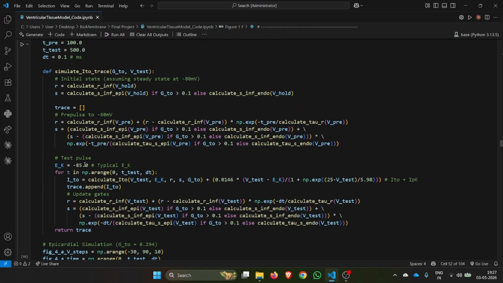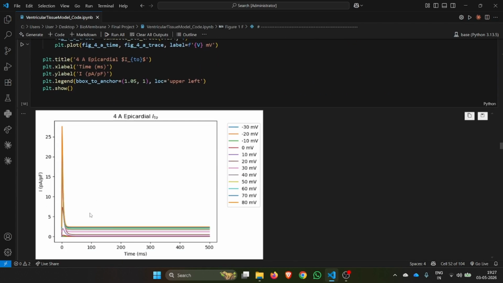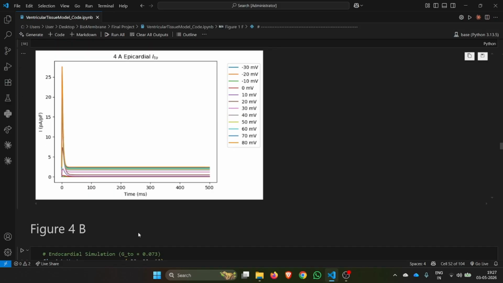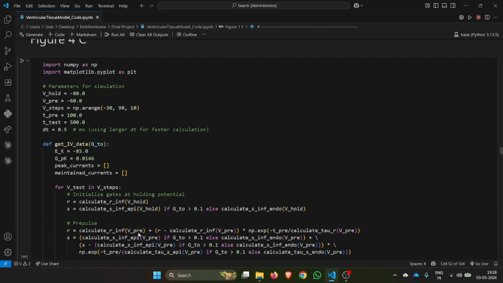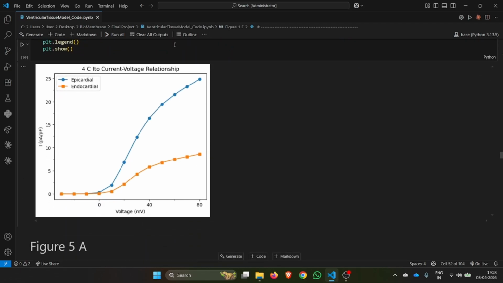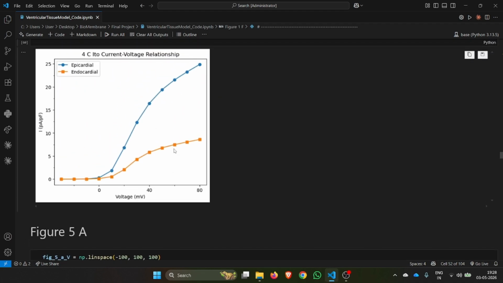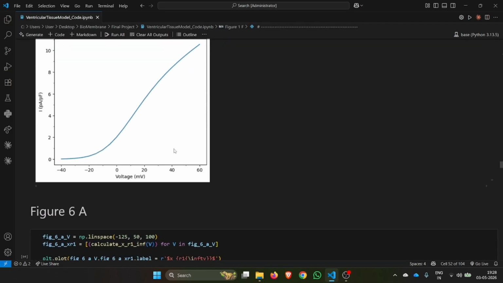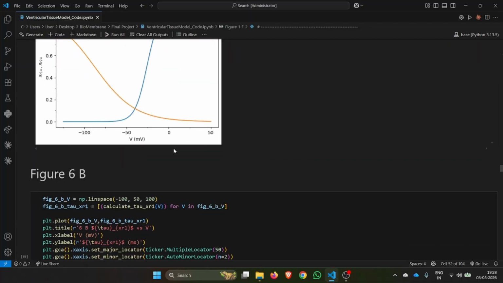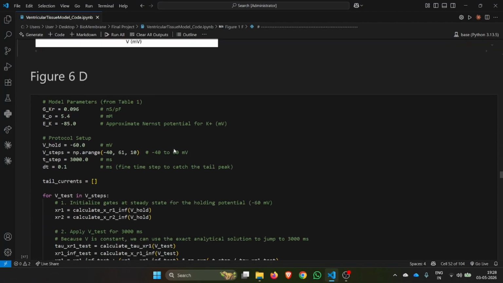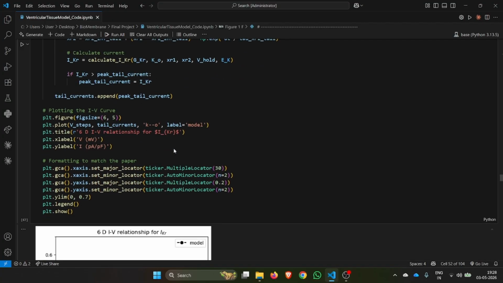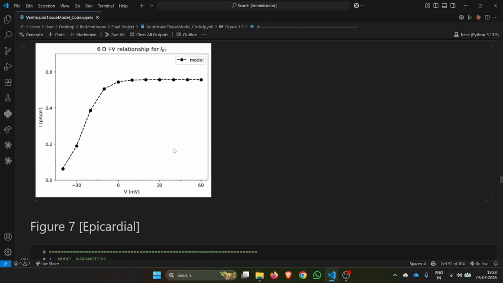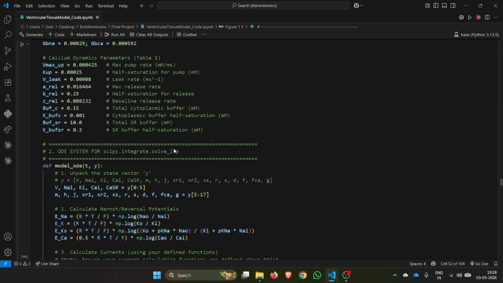Here we are giving a different pulse in EK and seeing how the current changes. This is a voltage clamp experiment, and these are the plots for the voltage clamp experiment. These are the steady-state current versus voltage plots showing the IV relationship for epicardial and endocardial cells. These are again some parameter variations with voltage. This is current versus voltage for IKR.